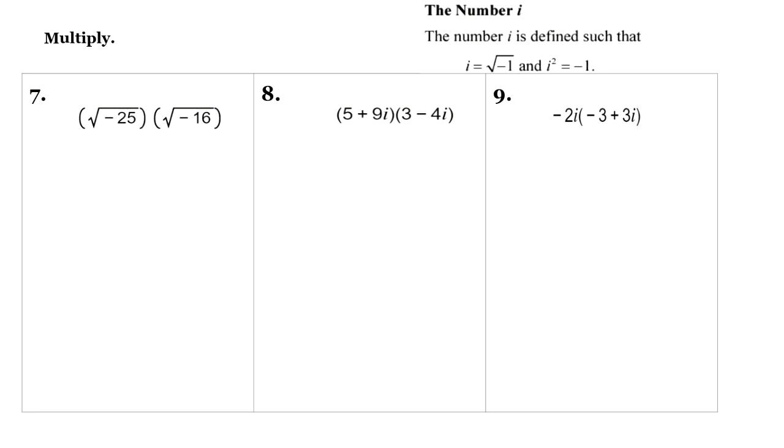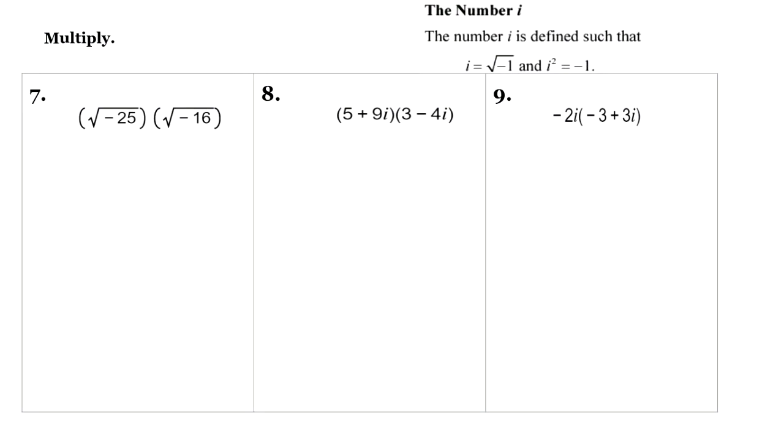So we added and subtracted, so we know we're going to multiply and divide because they are cousins.